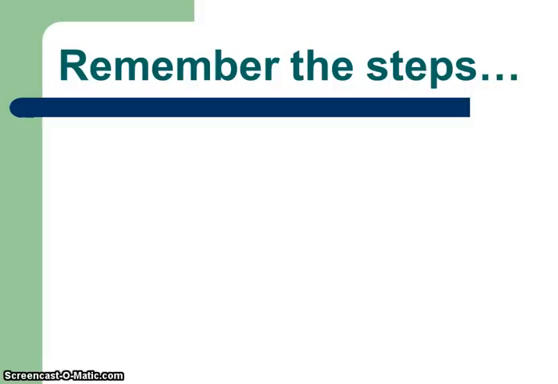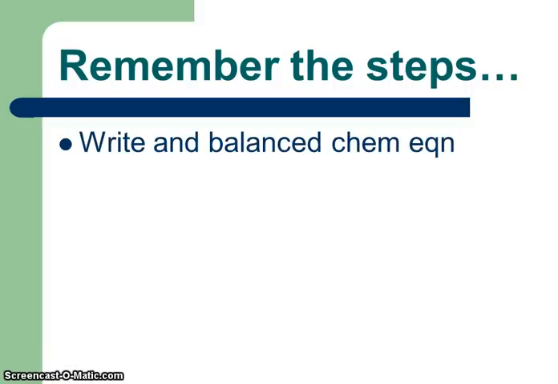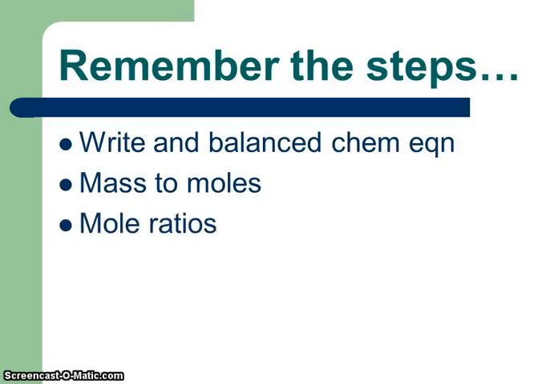So remember these steps. Make sure to write and balance the chemical equation first. If you're given grams, convert it to moles. Use your mole ratio from the stoichiometry in the balanced equation, and then convert moles back to grams.